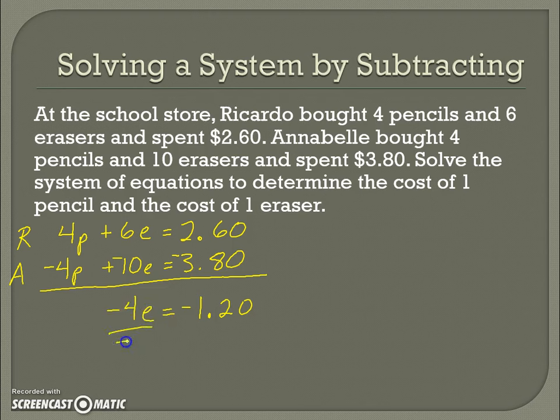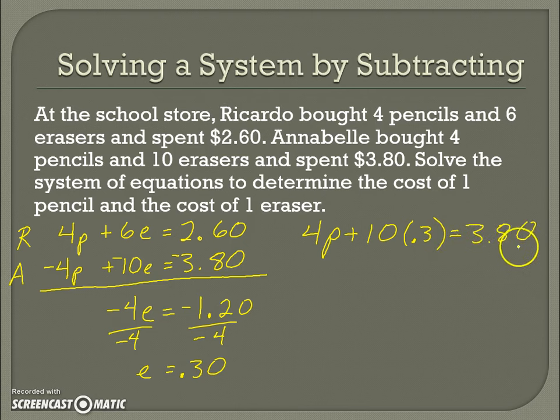So then I divide by -4. And E equals 30 cents. So we know an eraser costs 30 cents. Then to figure out the cost of the pencil, I just take that and substitute it into one of these. It doesn't matter which one. I'm going to use the second one because there's no negatives. Notice I'm using the original equation without the negatives.